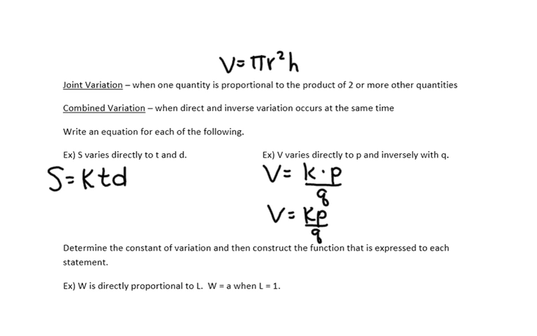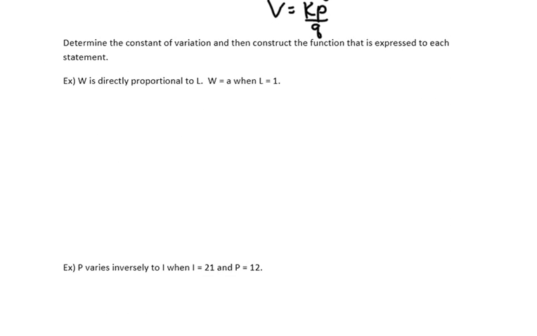For the next couple of problems then, I want to determine the constant of variation and then construct the function that is expressed in each statement. So let's start with W is directly proportional to L. W is equal to A when L is equal to 1. So first of all, I want to write my equation.